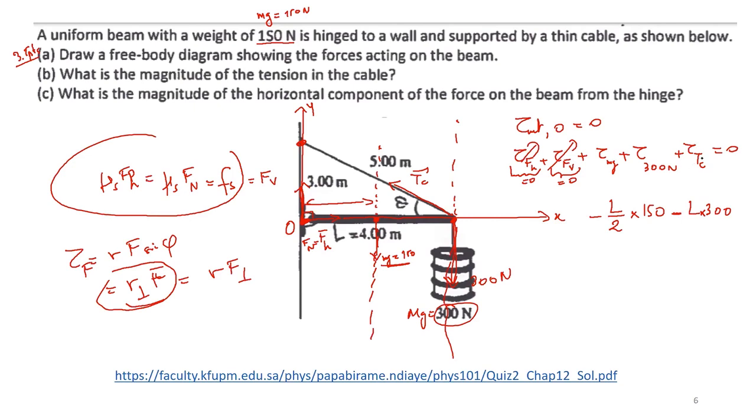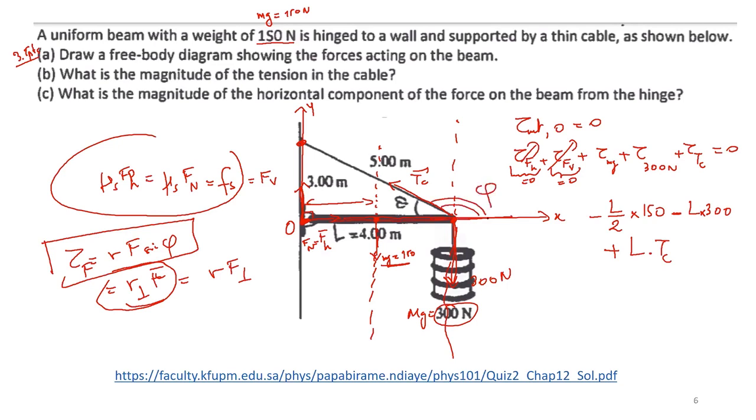Now, what is the torque for TC? The torque of TC, I have to use this formula here. First, TC will have a positive torque, so it will be plus. R, what is R? R is this. So R is equal to L. Multiplied by TC, multiplied by the sine of the angle between R and TC, basically the sine of this angle that I call phi here.